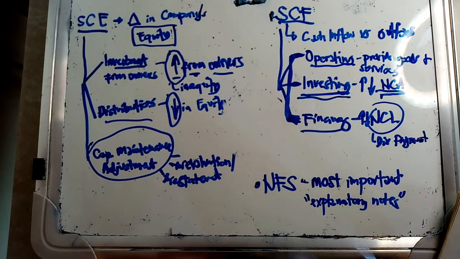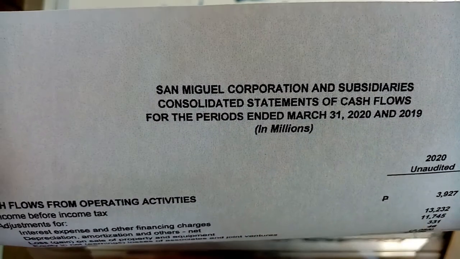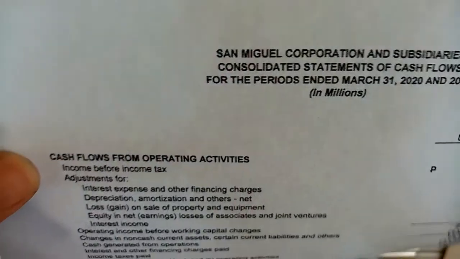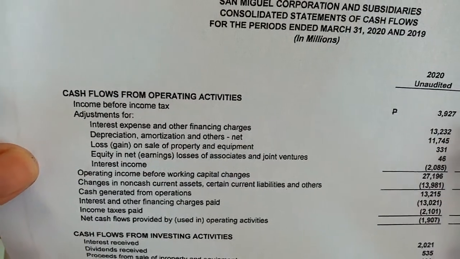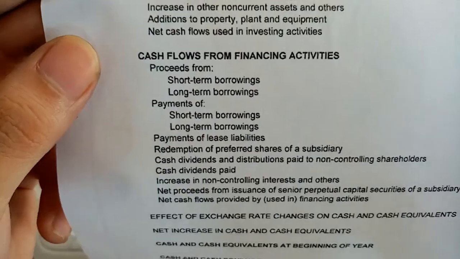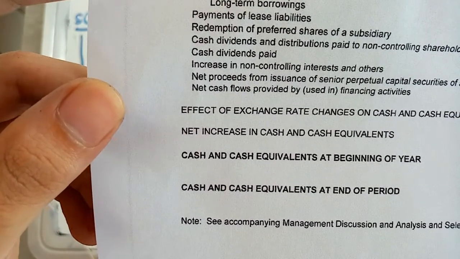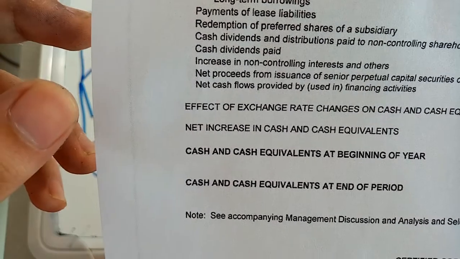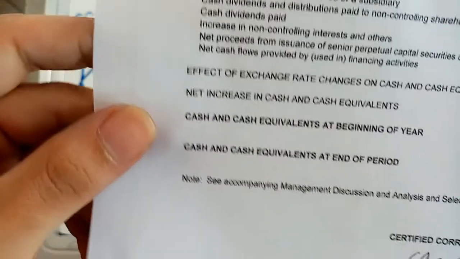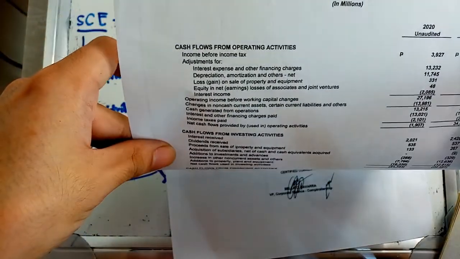Yung next naman natin is the statement of cash flows. So, same pa din, San Miguel Corporation and subsidiaries consolidated statement of cash flows. Same pa din for a period March 31, 2020 and 2019. So, makikita mo dito yung diniscuss natin kanina, cash flow from operating activities, dalawang date kasi comparative. Meron ding cash flow from investing activities, and the last one is the cash flow from financing activities. So, meron din siyang effect in the changes in currency kasi or exchange rate kasi meron silang mga dollar accounts and other foreign currency accounts. So, i-visit nyo lang yung notes to financial statements para mas maintindihan mong bumasa ng statement of cash flow.